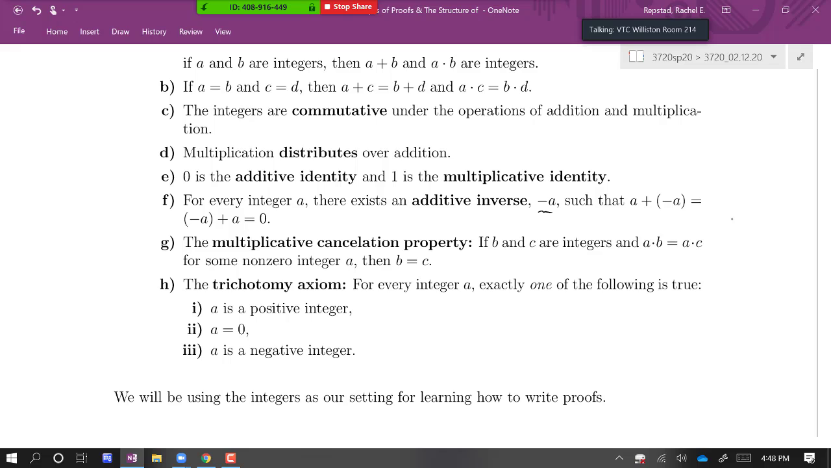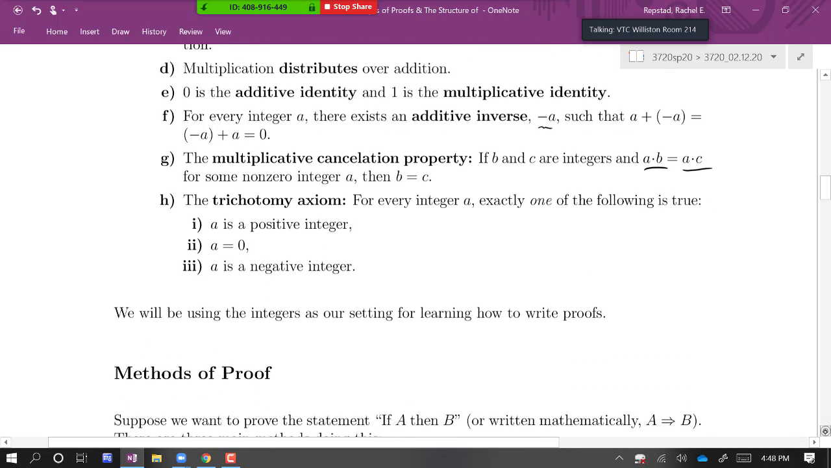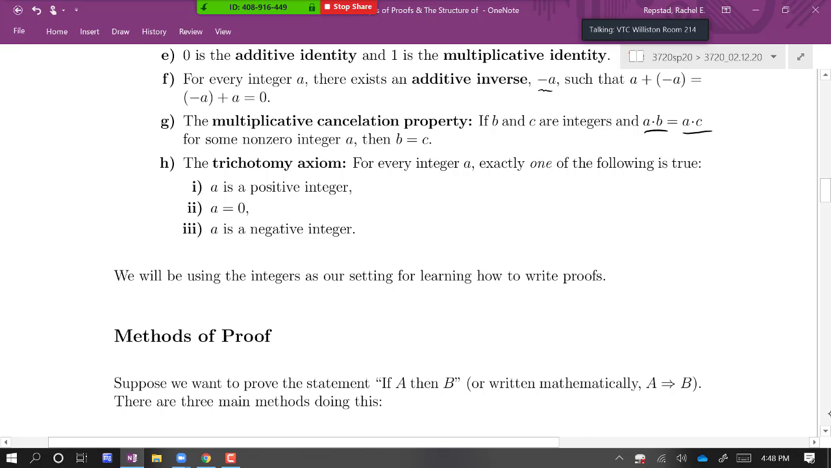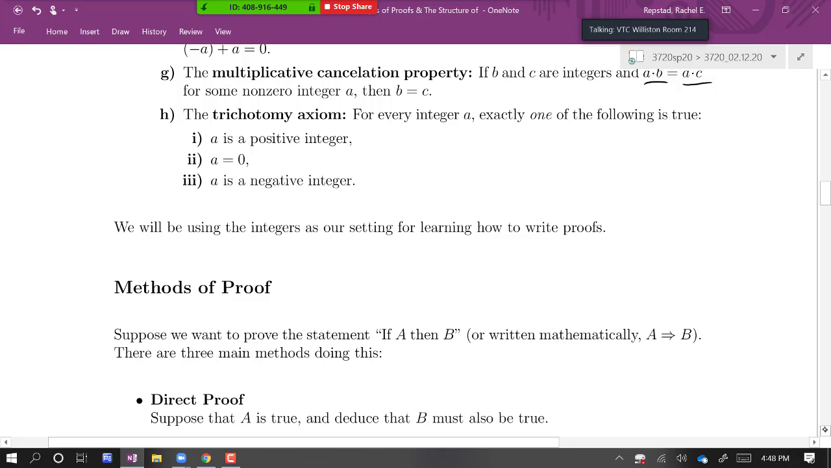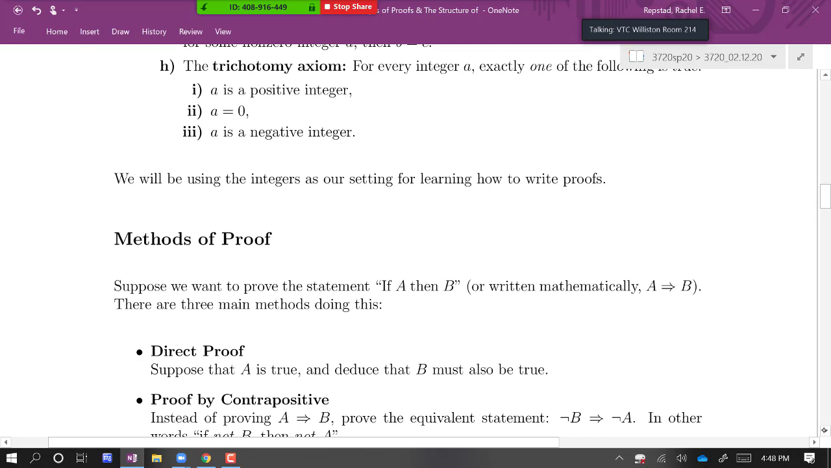Integers don't have multiplicative inverses, not unless we build our set bigger and look into fractions, into the rationals. But we do have a cancellation property that simply says if AB is equal to AC, then B is equal to C, as long as A is not 0. And then the trichotomy axiom just says if you have an integer, it's either positive, 0, or negative. All of these, I think, are pretty clear. We've used these properties over and over again, even probably without stating them explicitly.